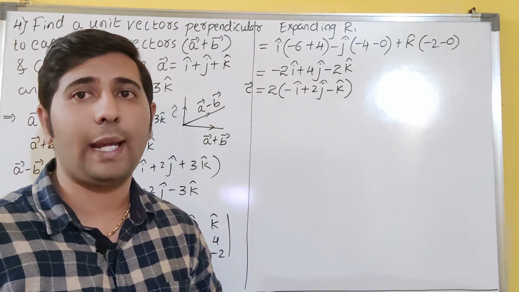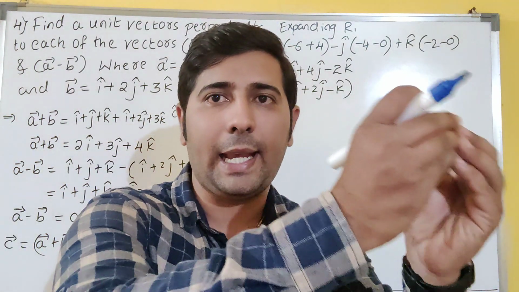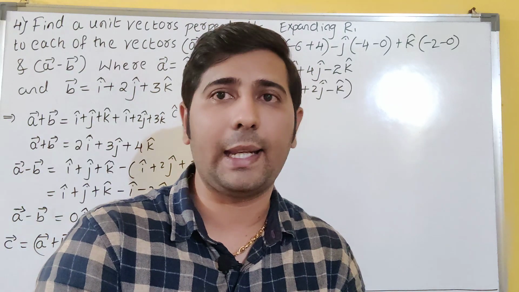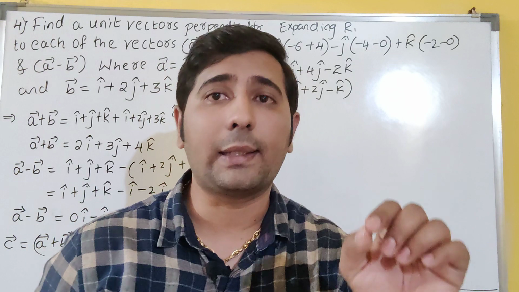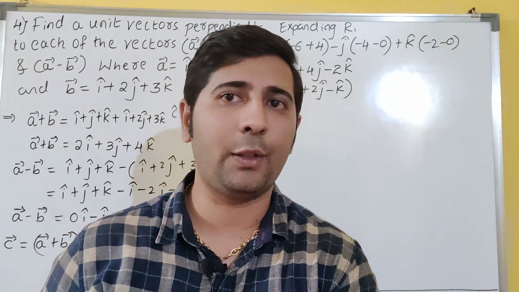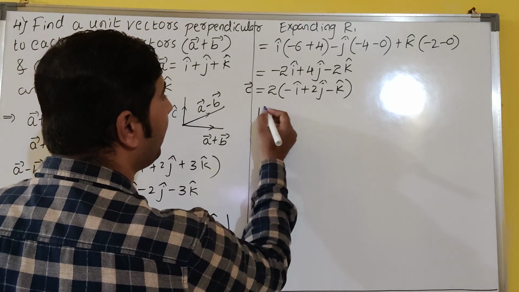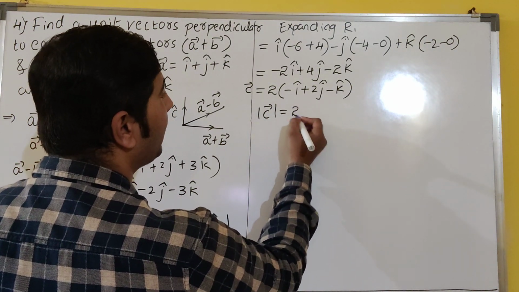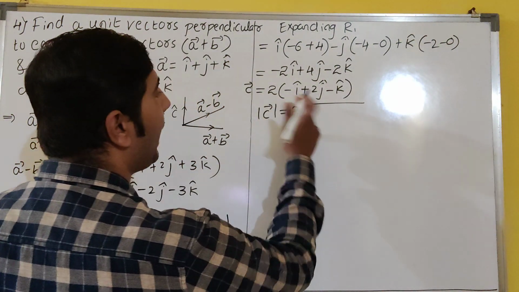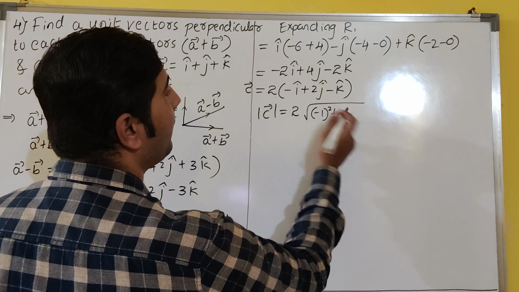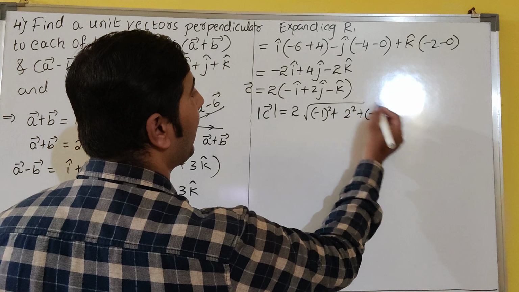And how will we find C cap? You know how we write the unit vector. A cap is equal to vector A divided by magnitude of vector A you will write. So that means C cap similarly we can write as vector C divided by magnitude of C, which we have to find. So magnitude of C, what will it become? Can you see? 2 is as it is, and the magnitude of this: minus 1 square, and 2 square, and minus 1 square.